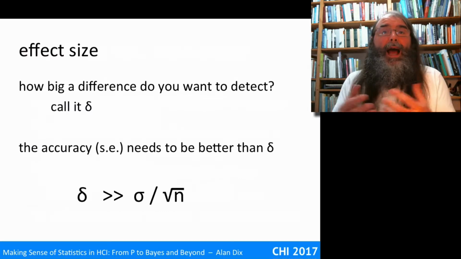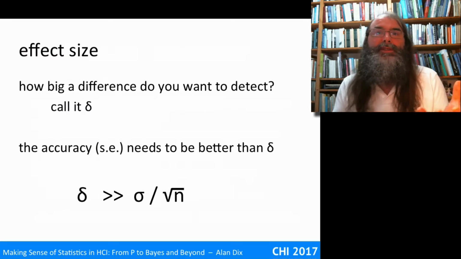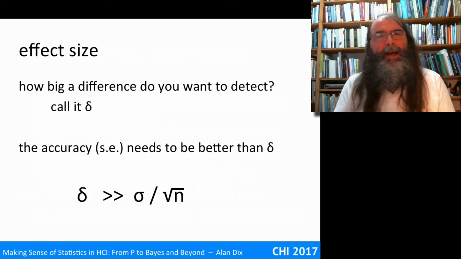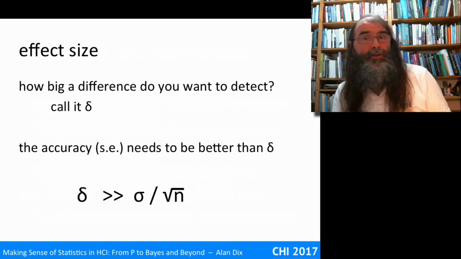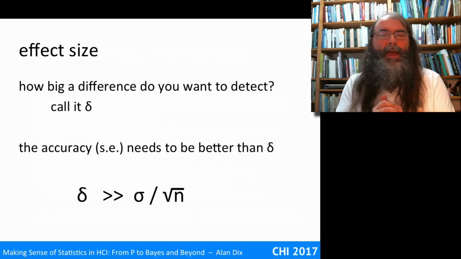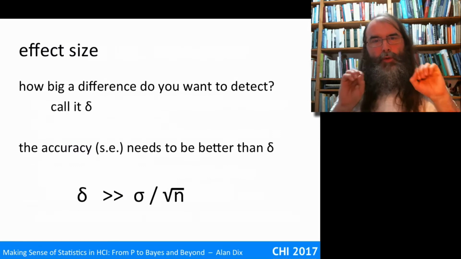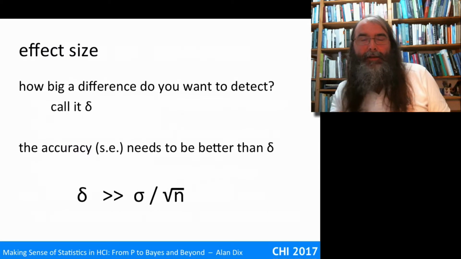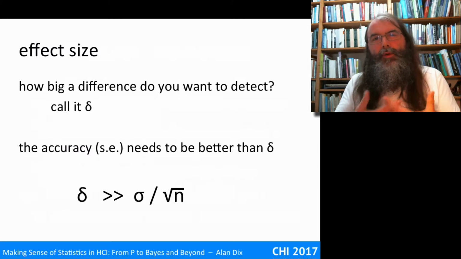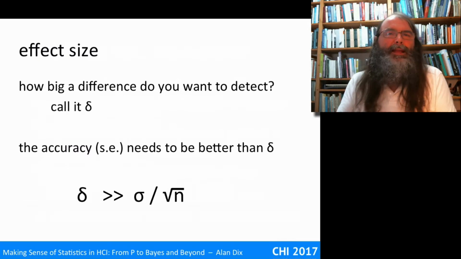So then the question is, how big a difference do you want to detect? Imagine we're going to look at the average height of Danish men and British men, and ask ourselves, are Danish men taller than British men? So maybe I get 10 Danish men and 10 British men, and want to compare those. So you're going to work out the average Danish height and the average British height. But the question is, how big a height difference do I care about finding?